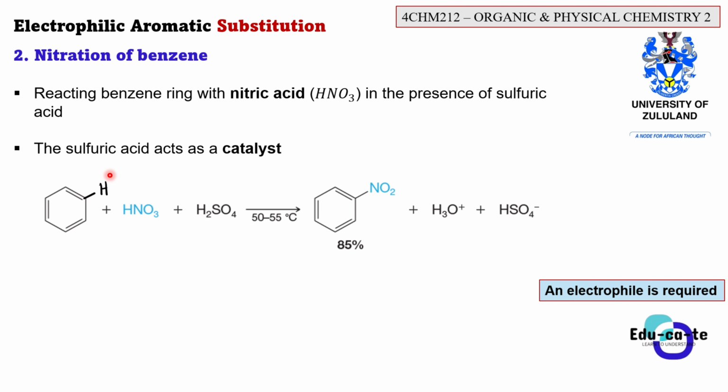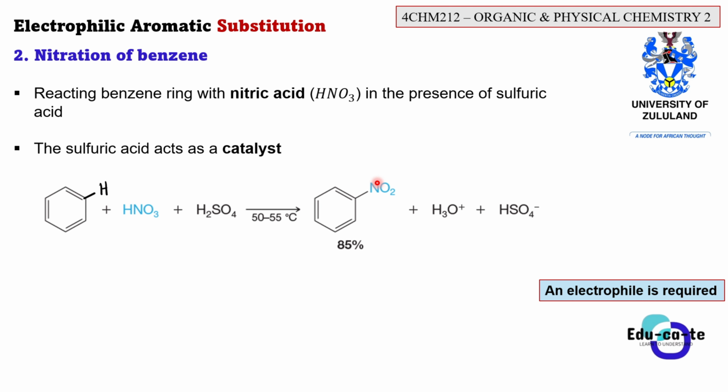If you watch carefully here, you can see that this is a benzene ring having a hydrogen at this particular position. But after reacting with HNO3 in the presence of H2SO4, we end up having NO2 instead of hydrogen. So we have replaced H with NO2. We have substituted a NO2 for hydrogen. All right, so instead of having H here, we now have NO2. That's why it's known as electrophilic aromatic substitution.